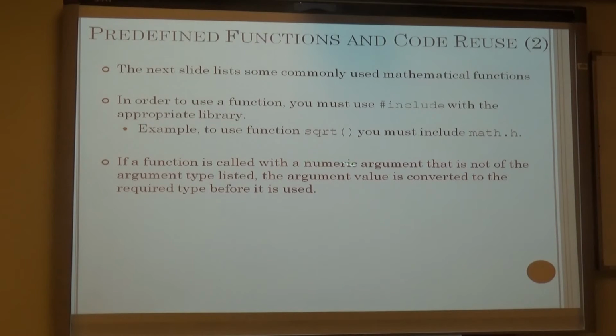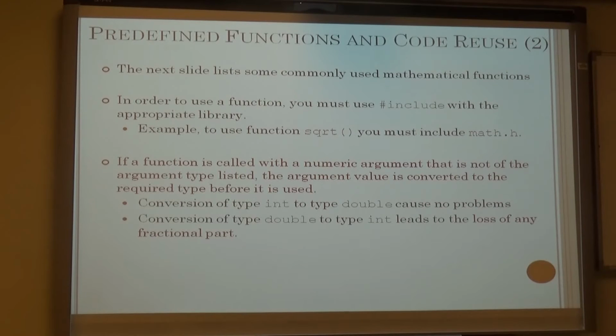If a function is called with a numeric argument that is not of the argument type listed, the argument value is converted to the required type before its use, which is a kind of casting. Conversion from type int to type double causes no problems. However, converting from double to int leads to the loss of the fractional part, which is mainly a warning that precision may be lost. So make sure that you look at the documentation of the functions so you make use of them correctly and pass arguments with the right types.